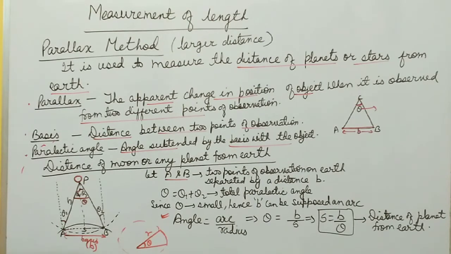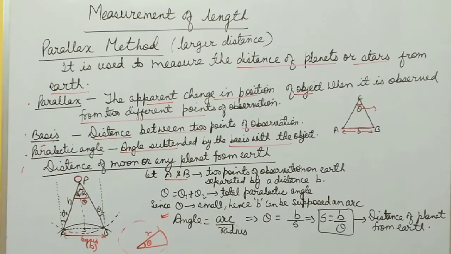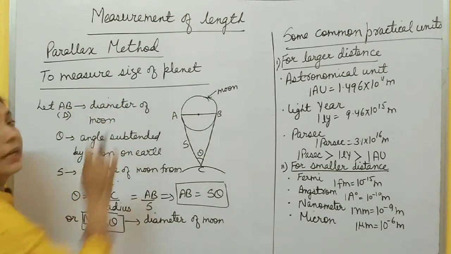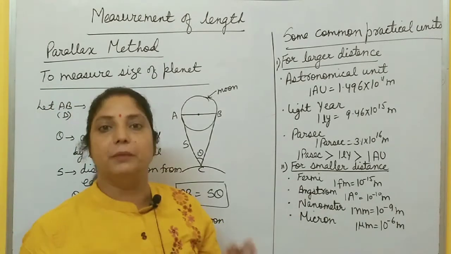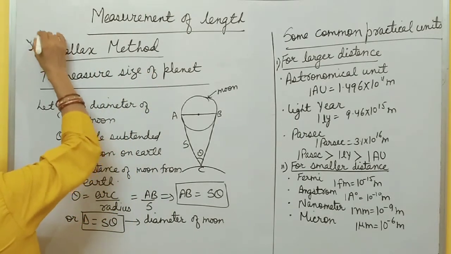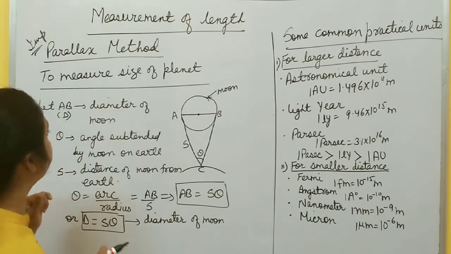Using this method, you can also calculate the diameter of a planet. Suppose you want to calculate the diameter of the moon. How do you calculate it? First you take a screenshot of this one. Now, using the same parallax method, you have to measure the size of a planet or any astronomical object. This parallax method is actually very important from the examination point of view. It may come as a 3 marks or 5 marks question also.